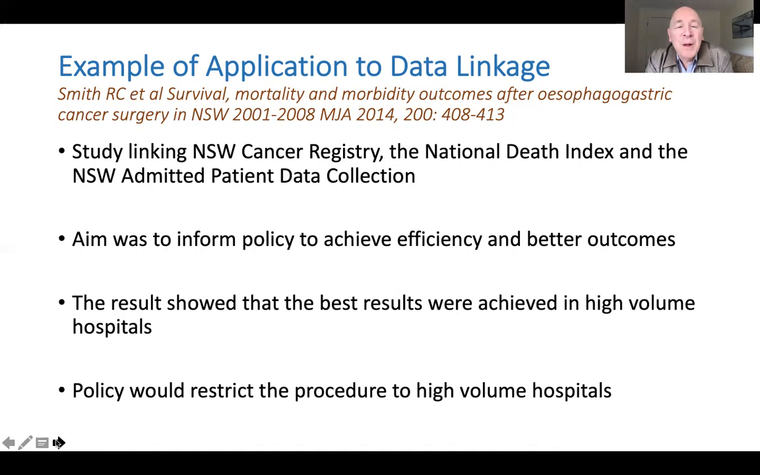And the aim of doing that was to inform policy about how to achieve greater efficiency and, in fact, better outcomes for esophagogastric surgery. And like other data sets overseas, the result of this showed that the best results in esophagogastric surgery were achieved in high volume hospitals. It wasn't even high volume surgeons, that the whole system needed to be used to dealing with this type of surgery in order to get the best results. And so the policy implications of that would be to restrict these procedures to high volume hospitals.